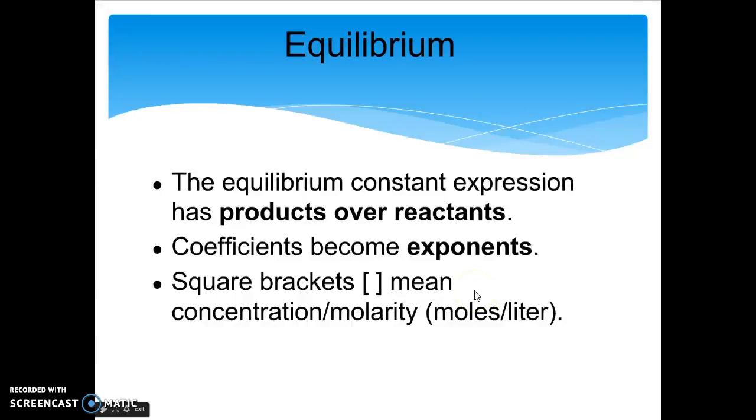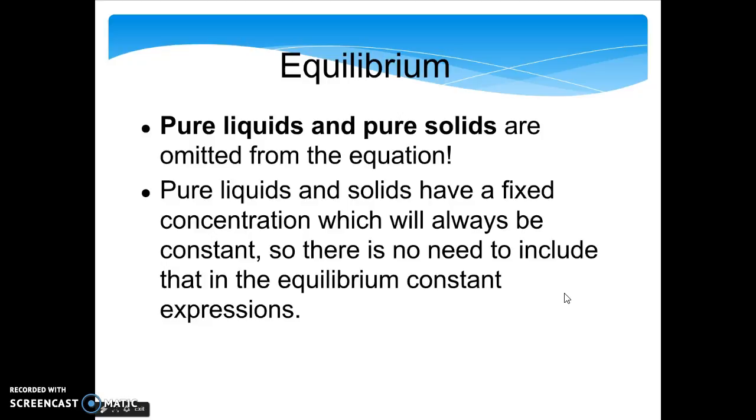So, the equilibrium constant, some things to keep in mind. It is products over the reactants, so the right on top of the left. The coefficients are going to become exponents, and then the square brackets, again, just like last unit, mean concentration or molarity. And just to remind you, remember molarity is moles over liters. A couple other things to keep in mind. Pure liquids and pure solids are completely omitted. They're treated as one. Pure liquids and solids have a fixed concentration, which means they will always be constant, so there's really no need to even include them at all. So basically, if you're not including liquids and solids, you're just including things that are gas or aqueous.